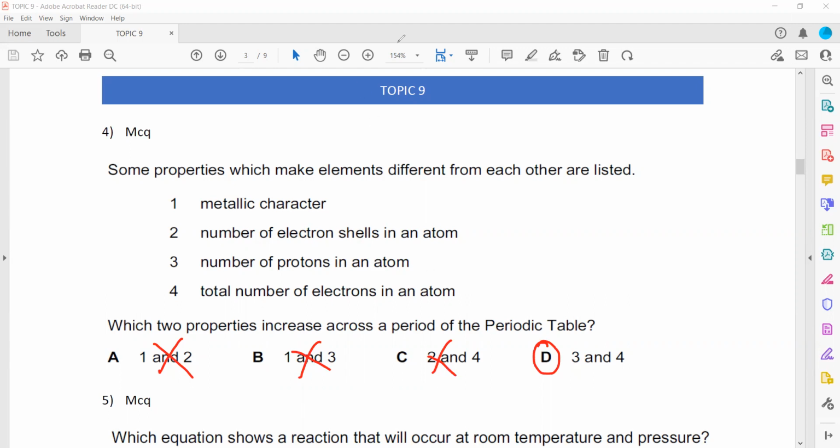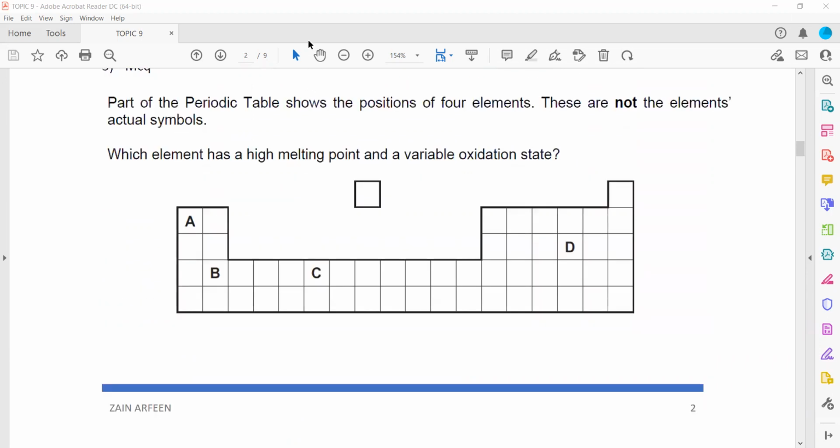If the number of protons increases, the total number of electrons also increases. For example, here this is lithium, which has 3 protons, then beryllium 4 protons, then boron 5 protons, carbon 6 protons, nitrogen 7 protons, oxygen 8 protons, fluorine 9 protons, and neon 10 protons. So as we move across the period, we observe the proton number increases.